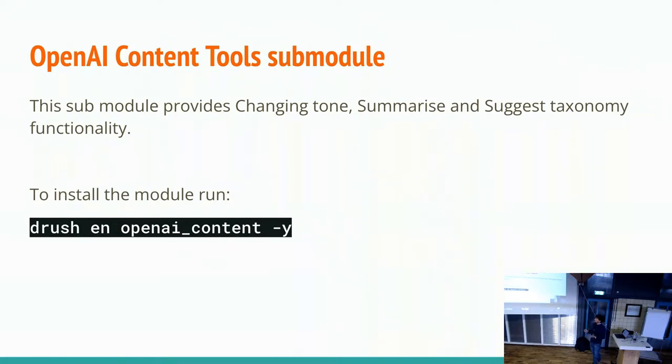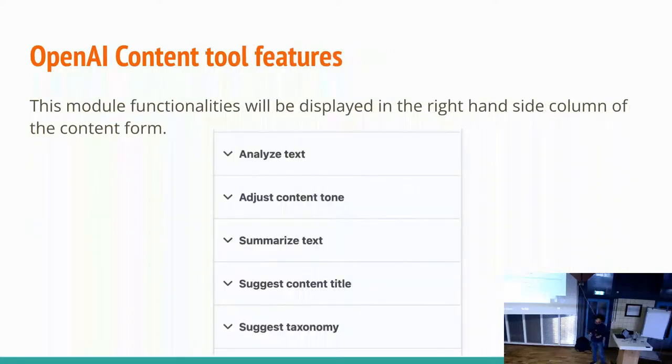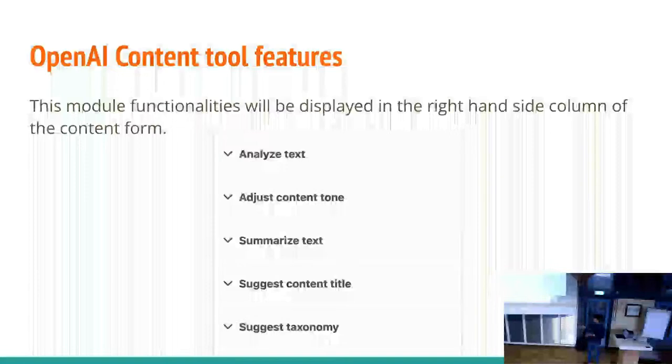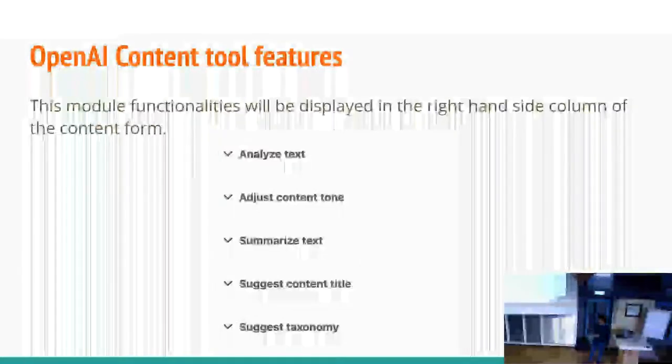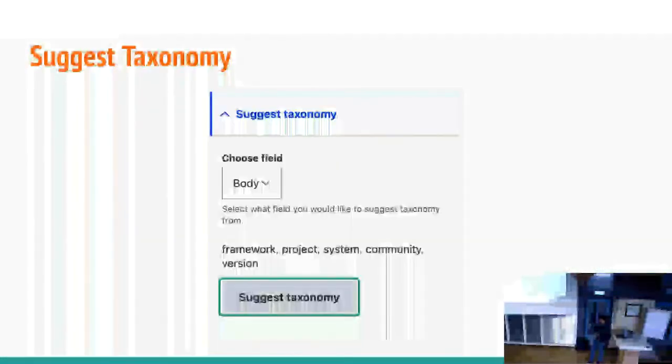Then we have the other module, which is the OpenAI Content Tools. And basically this adds new functionality on the right-hand side of the node form. Same with summarize, and content other than taxonomy. When you, for example, want to have some suggestions for taxonomy, you choose the body field, and then you click suggest taxonomy. At the moment, this is just returning some keywords from the text. It's not related to any of the vocabularies that you have in Drupal.